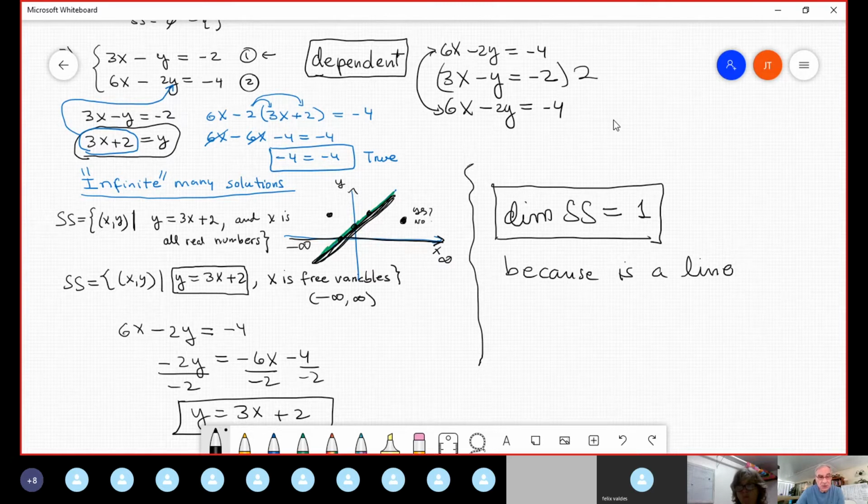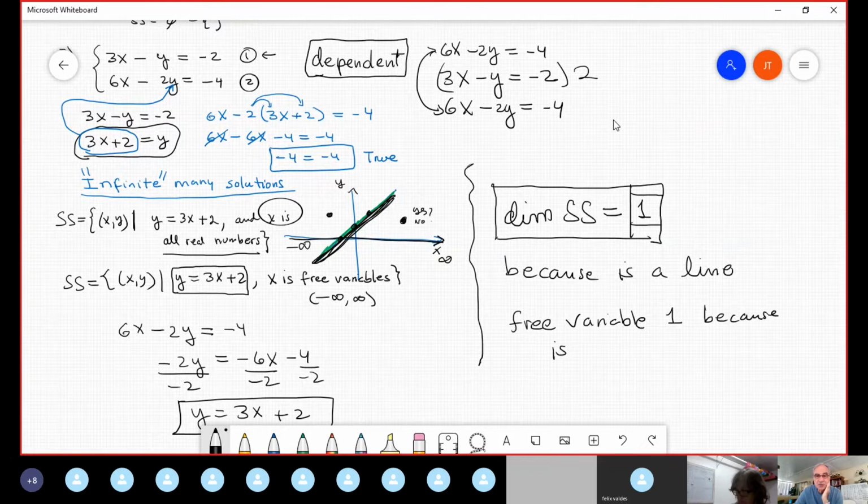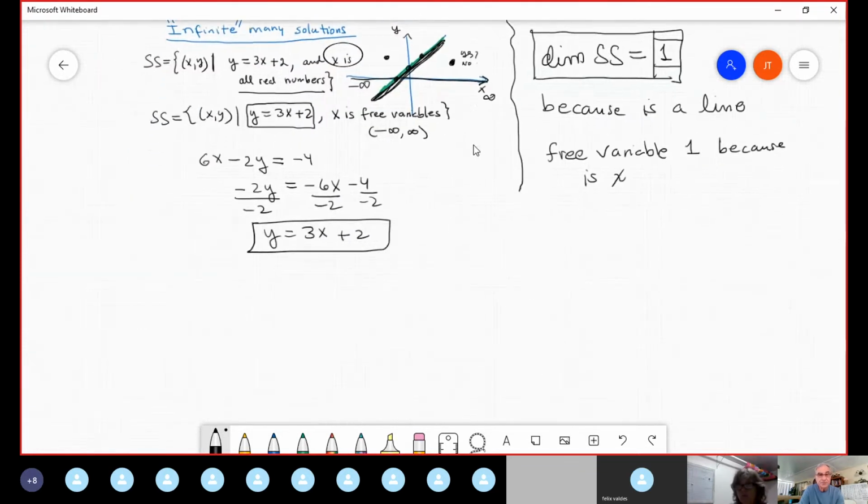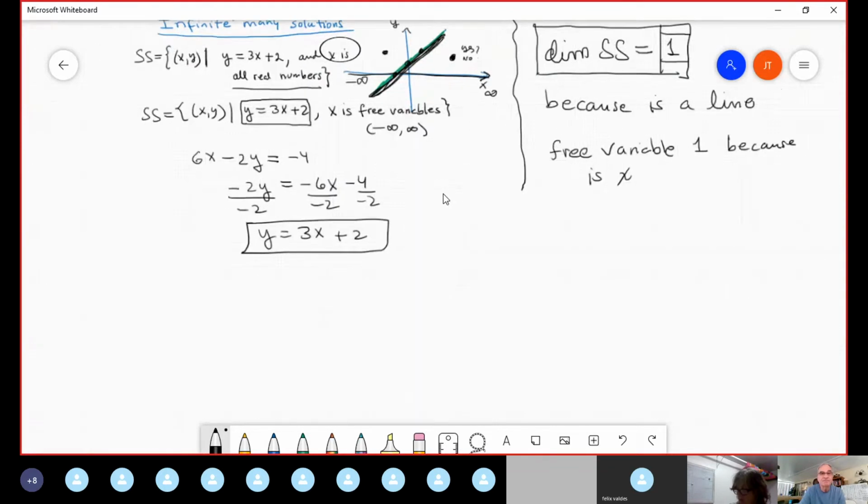One more thing I need to say. The dimension, which is 1, is exactly the number of free variables. How many free variables do we have in that problem? Look at that, only one. X is free, and the other is not free. So that is 1. Some student asked me, no, professor, but I don't understand very well. You can express it in another way. Another possibility is, let me show you.